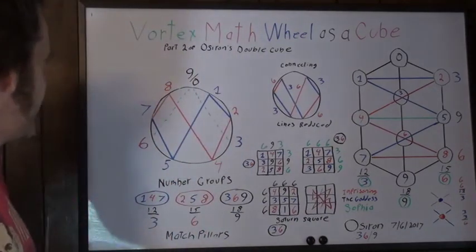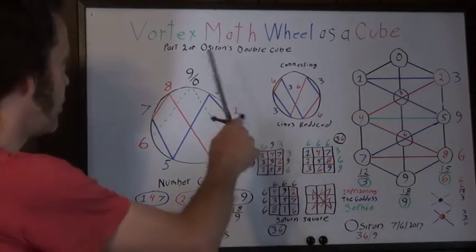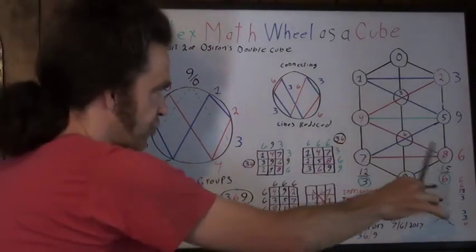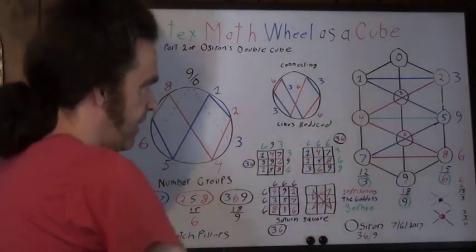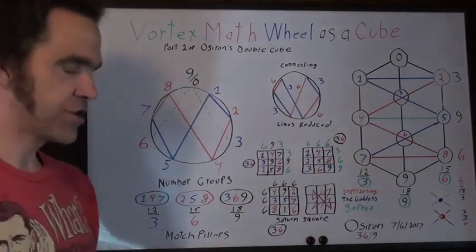So that should be it. I think I got everything. But this is the double cube of Lord Osiron as the Vortex math wheel, producing this electrical structure here that passes over 3 and 6, the Kundalini grid, in its structure.